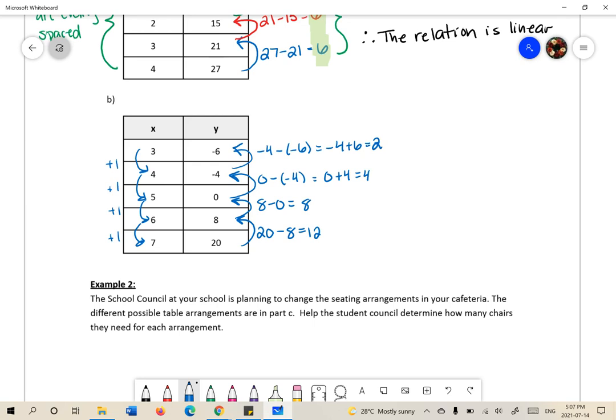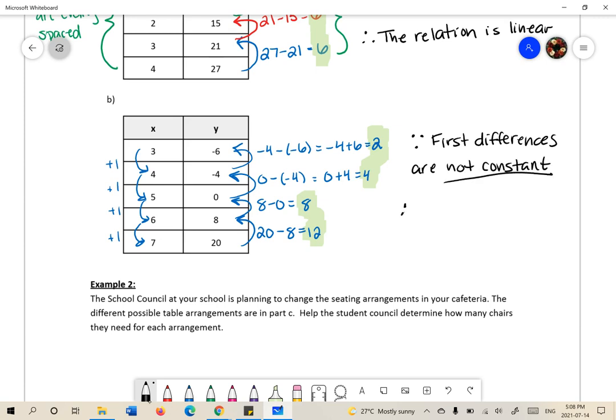So now let's look at all of our first differences. They are not constant. So since first differences are not constant, therefore, if you graphed this relation, it would not be linear.